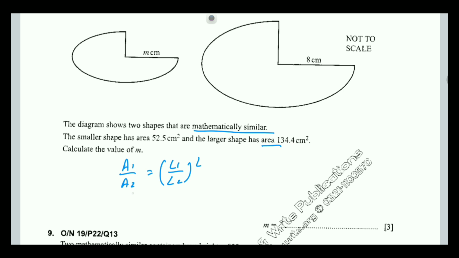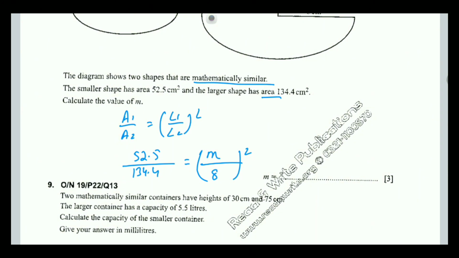Area 1, the smaller shape's area, is 52.5. The larger shape's area is 134.5. The smaller shape's one side is m, its other side is 8, and it will be whole square. So again with the same method you have to put it in calculator. How will we make m the subject? We will take square root on both sides. So next step will be square root of 52.5 over 134.5 is equal to, if we take square root on the other side, square and square root will be cancelled, it will remain m by 8.